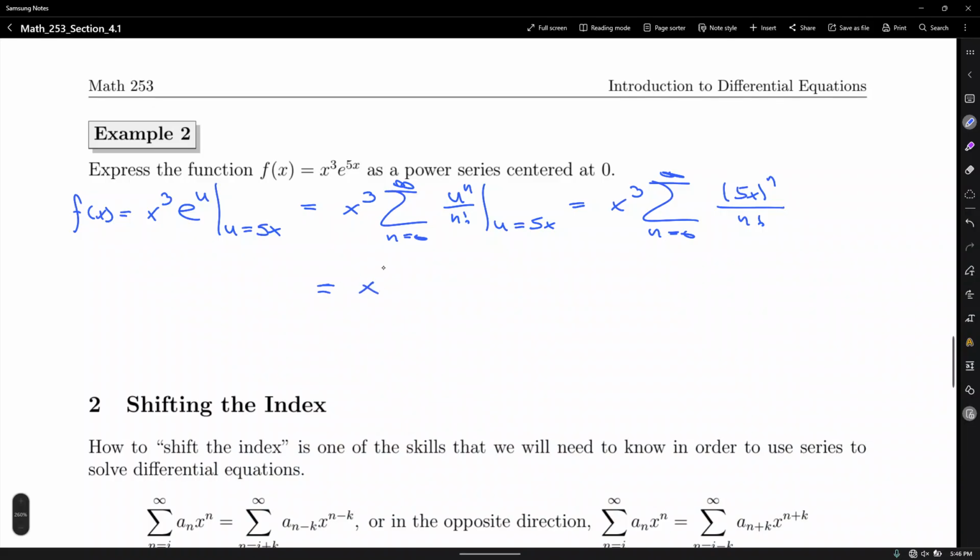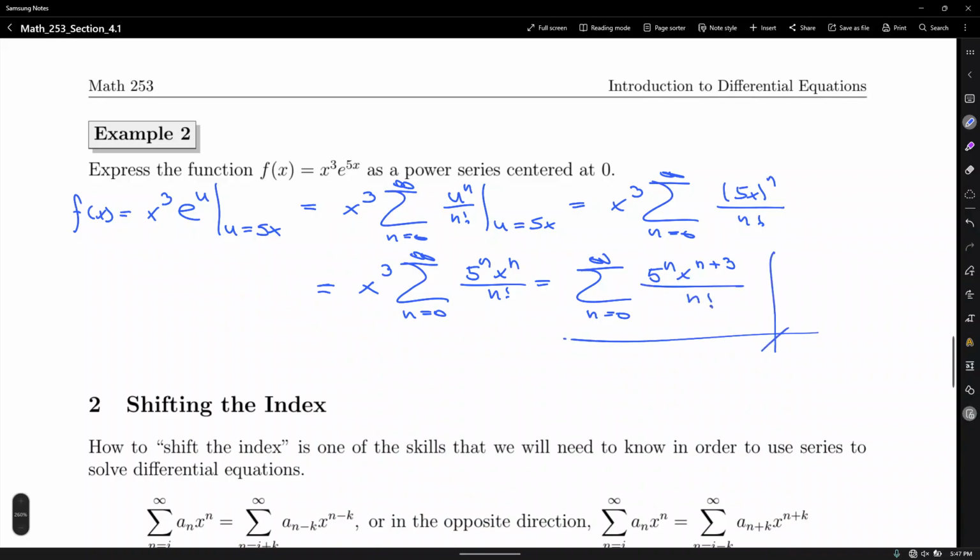Well, let me actually do one more step. x cubed times the sum from n equals 0 to infinity of 5 to the n, x to the n over n factorial. Now I'm going to multiply the x's together. The sum from n equals 0 to infinity of 5 to the n, x to the n plus 3 over n factorial. And that is the power series representation for this function.